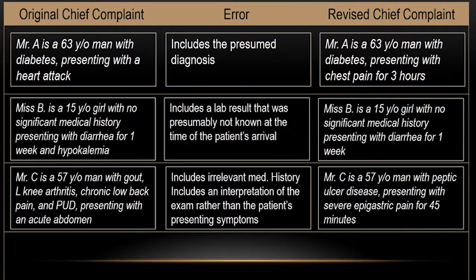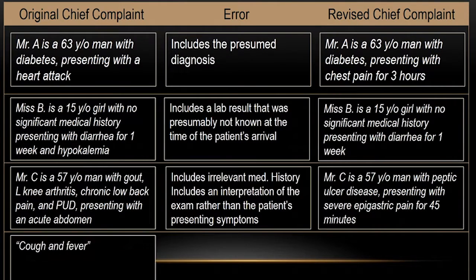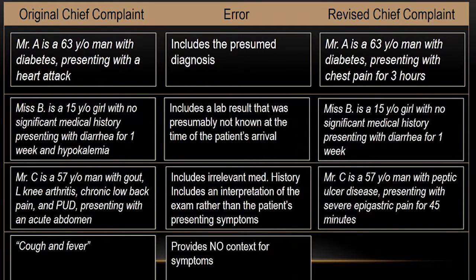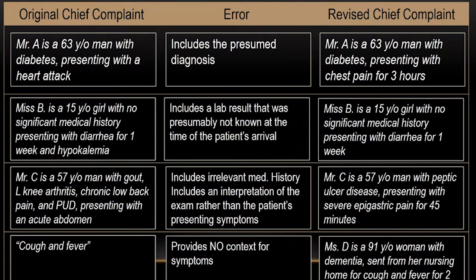The final one, the chief complaint is cough and fever. Did you get anything out of this chief complaint? What's the context? Who is suffering from this cough and fever? So maybe you want to put it as Miss D is a 90-year-old woman with diabetes sent from her nursing facility for cough and fever for 2 hours. So these were some examples of the common errors while taking or stating the chief complaint.